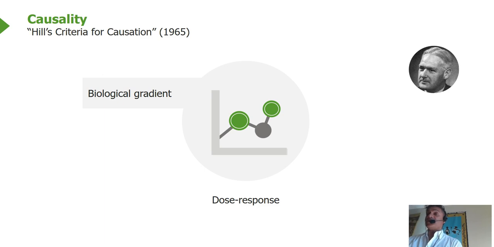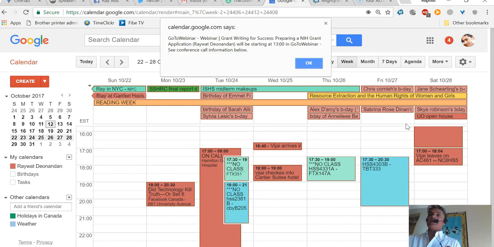So if we observe that dose-response relationship, we call that a positive biological gradient, and that's another check mark on our list of causal factors. Now, sometimes it's not required. I mean, a single dosage of something is sometimes more than sufficient to give you the outcome. So with all of these criteria, you don't need all of them, but it helps.